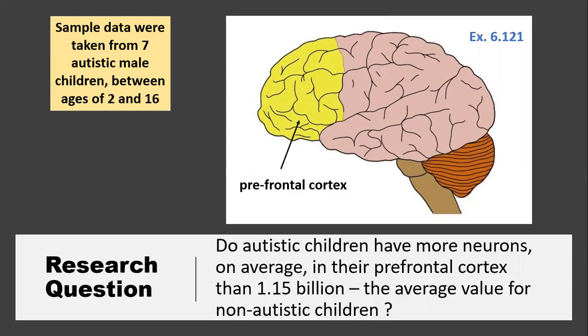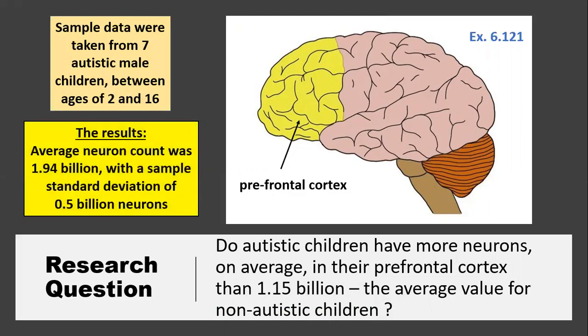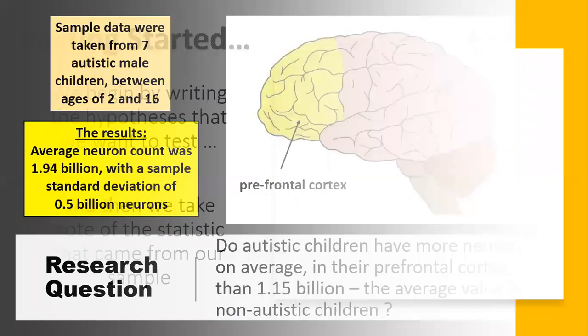What they found when they analyzed those brains was that the average neuron count for these 7 autistic children was 1.94 billion, with a sample standard deviation of 0.5 billion neurons. So we're interested in, do we think the answer to this question is yes or no?